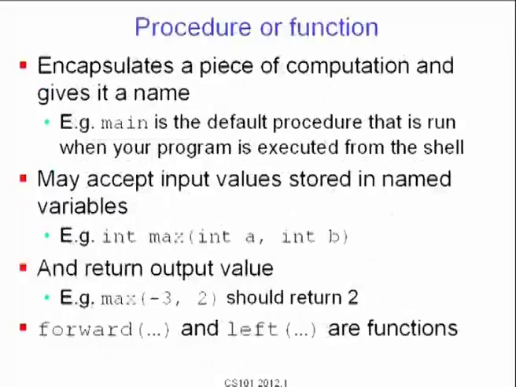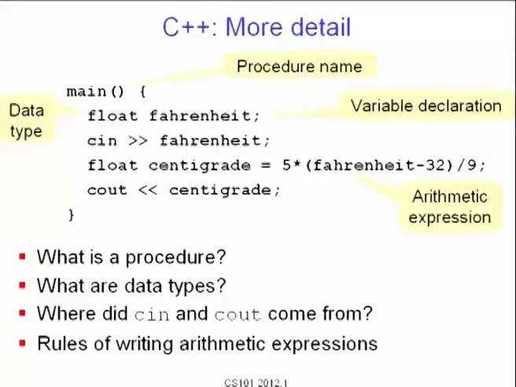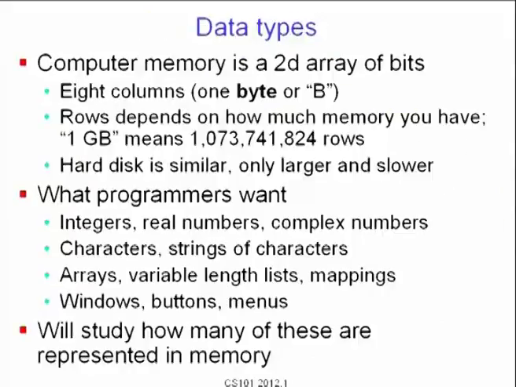So we said that Fahrenheit and centigrade were floating point numbers or floats. A computer memory is, as I said, fundamentally a 2D array of bits. They have 8 columns, 1 byte or B. And the number of rows depends on how much main memory you buy. 1 gigabyte means slightly above 1 billion rows. Okay? Hard disk is similar in look and shape, but it's only larger and slower to access.